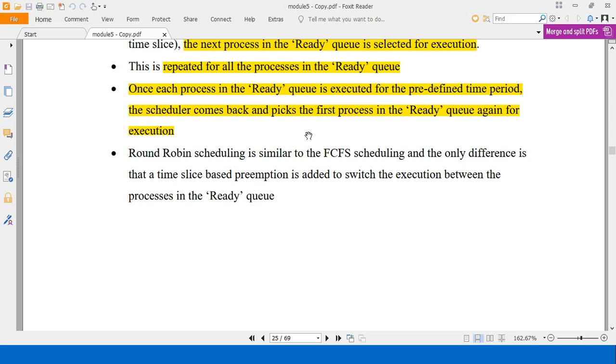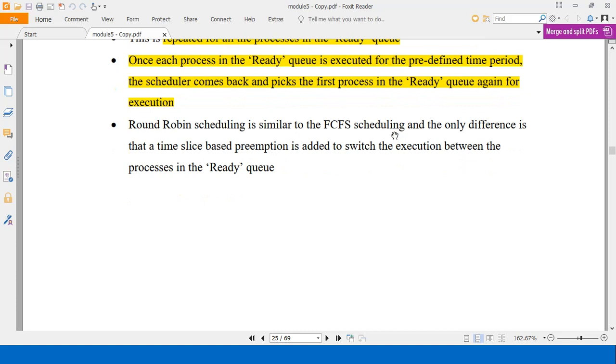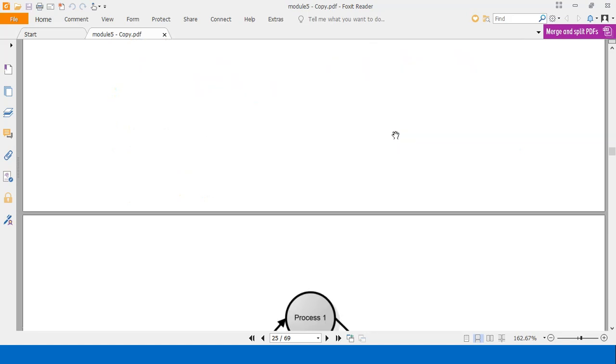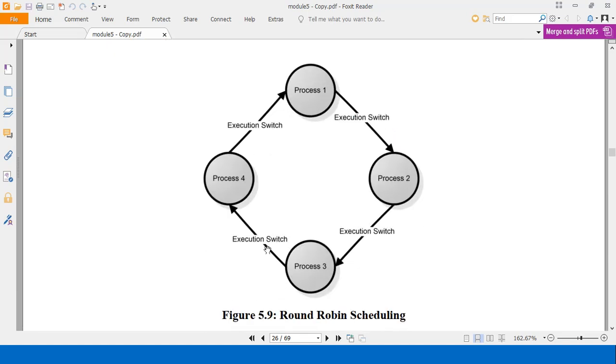So all three are done. Then what will happen? Again it will go back to giving the chance to P1, because P1 has not yet completed. It was preempted, so P1 will get its chance to execute once again, then P2, then P3, again P1, P2, P3. So this will go on until each process completes. This is the diagram you can see.